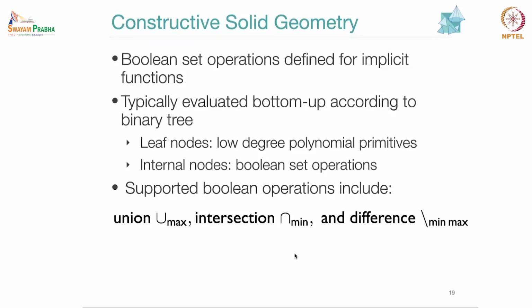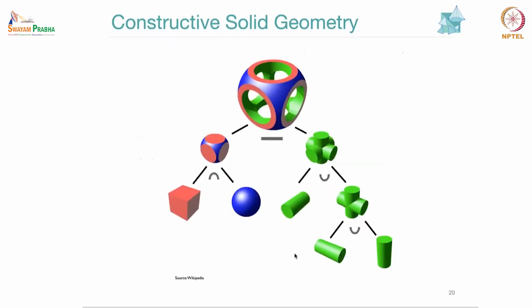For example, some of the Boolean operators are union, so you may want to take a union of those 2 fields. You may want to do an intersection, right? Or you may want to do a difference, that is, cut out one implicit field from another implicit field. So these are some of the operations that you can do. And this is how it looks.